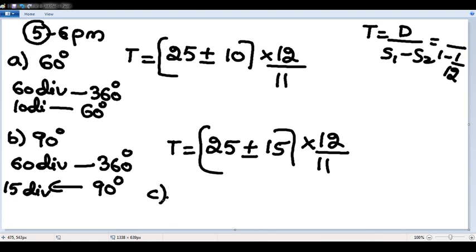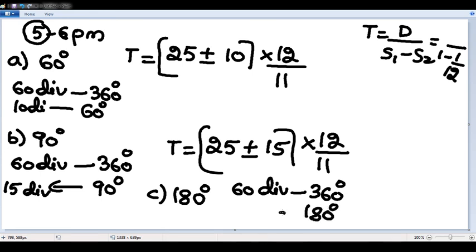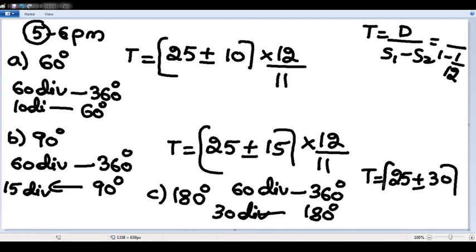Any question you can solve it. If it is 180 degrees, by looking at an option itself you can tick mark. 10 seconds it will take. 60 divisions is 360. 180 degrees is nothing but 30 divisions. So time equivalent to 5 5s are 25, 25 plus or minus 30 into 12 by 11.